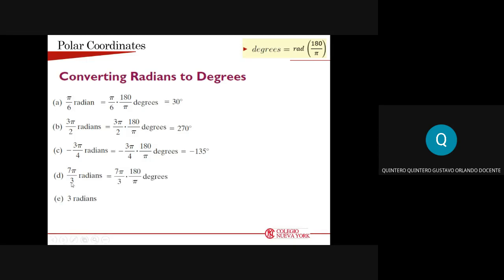Next one, 7 pi over 3. Inside the calculator, multiply by 180 over pi and we get 420. Congratulations to Nata Obando, Dani Ruiz, Majo Roa, Tefa Cabrera, and Cata Castro.